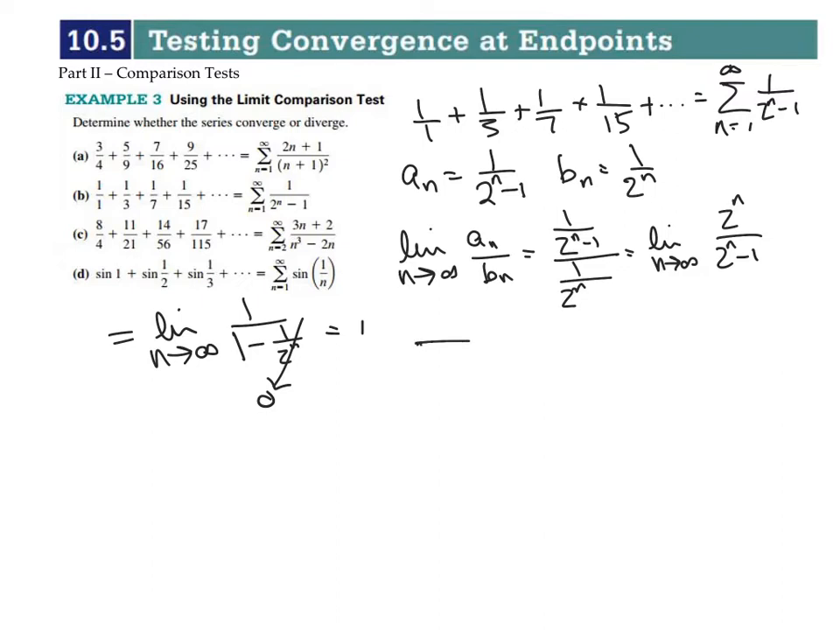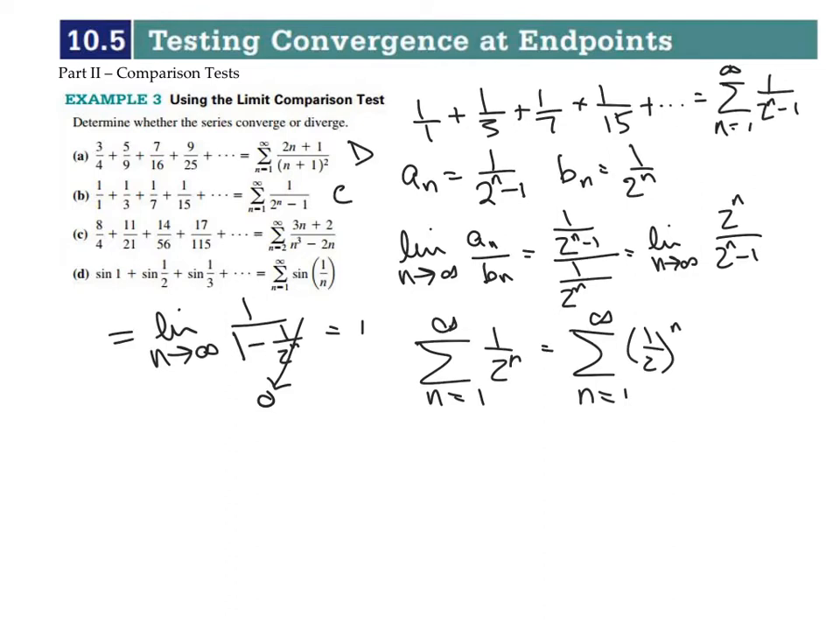And if we take a look at that, it's just the sum from n equals 1 to infinity of 1 over 2 to the n, and that converges because it's a geometric series with a ratio of 1/2. I hope that makes sense. So basically, so far we have that the first series diverges, the second converges. What about the third series?